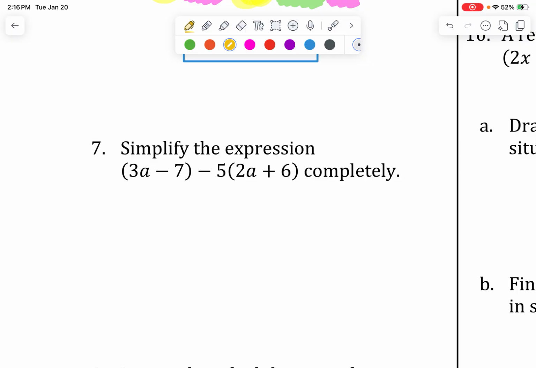Very similar to the last problem. This parenthesis has an understood 1. So when I multiply everybody by 1, I'm still going to stay 3a minus 7. And then over here, everything's going to get multiplied by negative 5. Please make sure you remember that that sign, that negative belongs to the 5. So all the terms inside are getting multiplied by negative 5, which is going to give me negative 10a. And then a negative 5 times a positive 6 is going to give me negative 30.